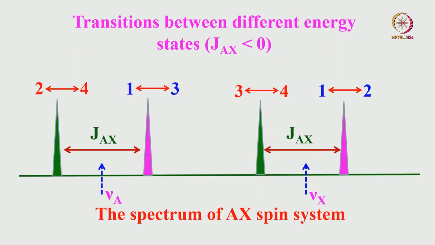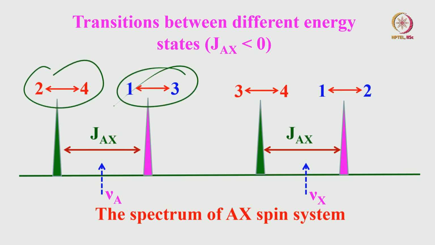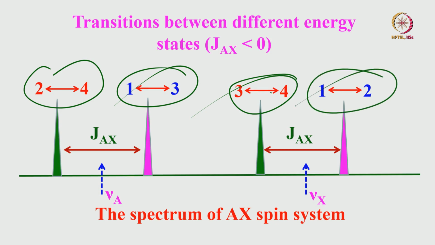What happens to the appearance of the spectrum? Earlier this was 1 3 and this was 2 4. Now, you see this became 2 4, this became the 1 and 3 transition. Earlier this was 1 and 2, now it became 3 and 4, and earlier this was the 3 4 transition, now it becomes the 1 2 transition. What happened? The peaks from here to here got interchanged.